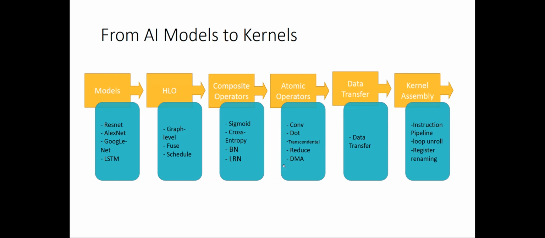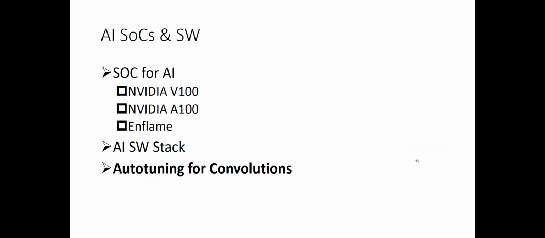And in the operator part, that's where we have the different shapes of different kinds of operators, and then compile them into different kinds of data transfer instructions and the kernel assembling instructions. And within the kernel instructions, we leverage the instruction pipeline and the loop unrolling or register renaming techniques to increase the pipeline efficiency within the single core.